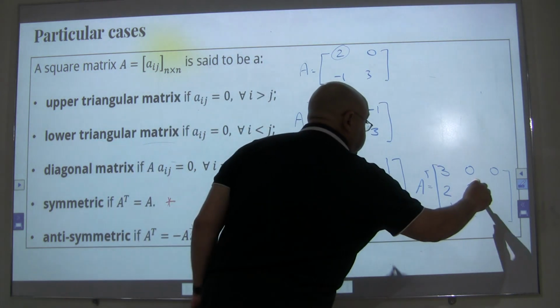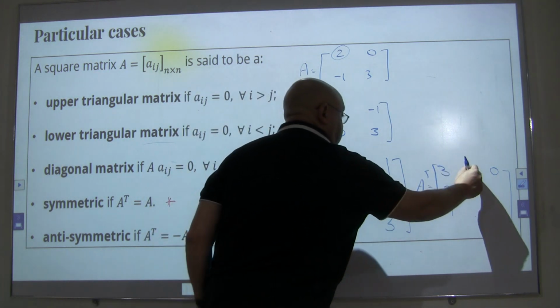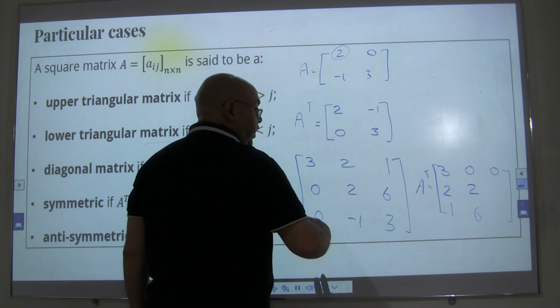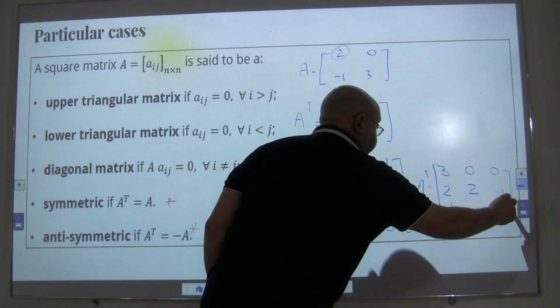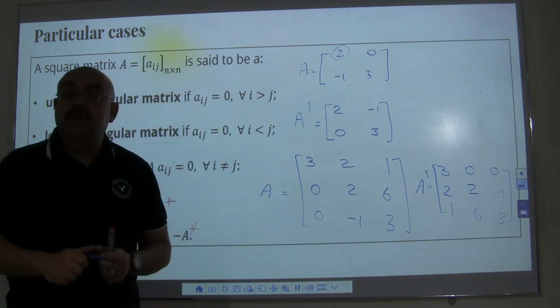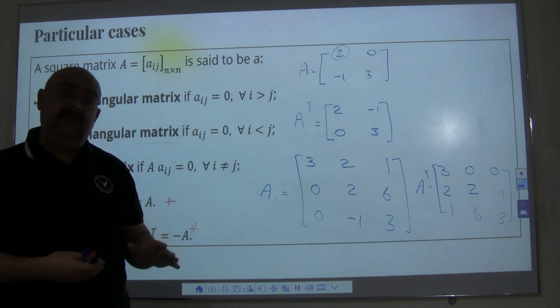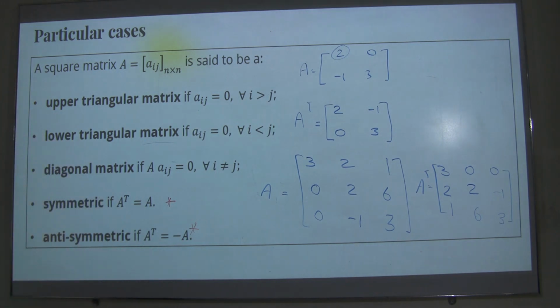So it is 2. Instead of the row 0, 2, 6, it's gonna be the column 0, 2, and 6. For the last row, instead of having 0, minus 1, and 3, it's gonna be 0, minus 1, and 3. This is how we get the transpose of a matrix, just changing the rows into columns and vice versa. Don't do the transpose by just rotating the entire matrix clockwise. Yes, but around the principal diagonal.